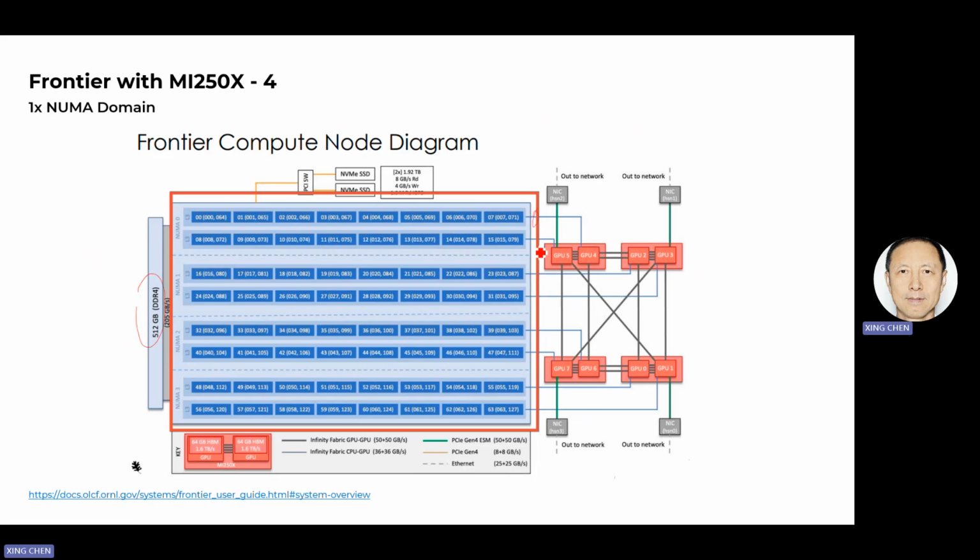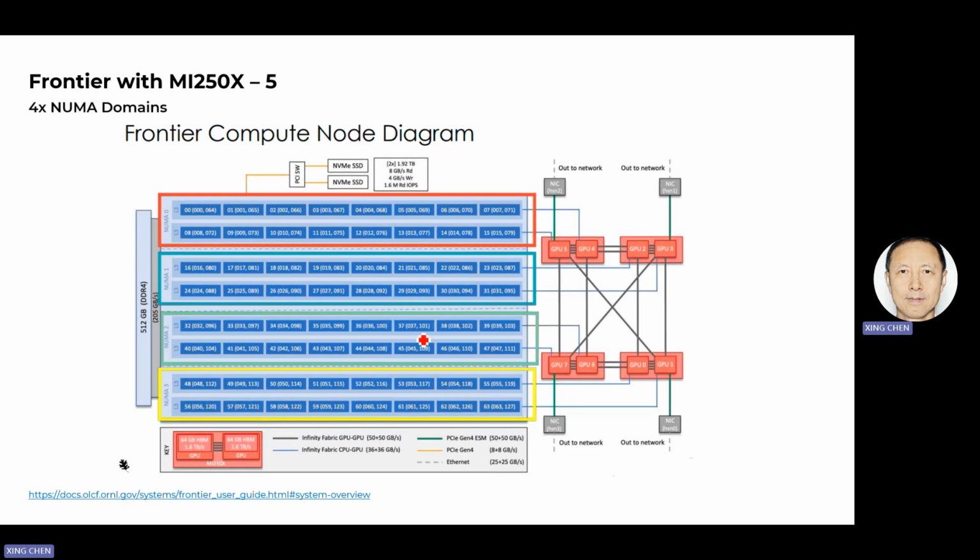Okay, you have 1, 2, 3, 4, another 4. You have 8 Infinity Fabric links to connect to the 8 GPUs. Or if you like, you can do the partition to have 4 NUMA nodes. If you have 4 NUMA nodes, basically from the Slurm point of view, you are going to have 4 nodes, and each node is going to be connected to 2 GPUs. These 2 GPUs are connected to the right NUMA node.